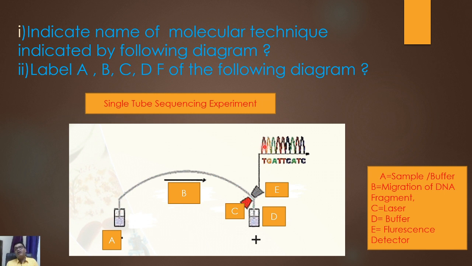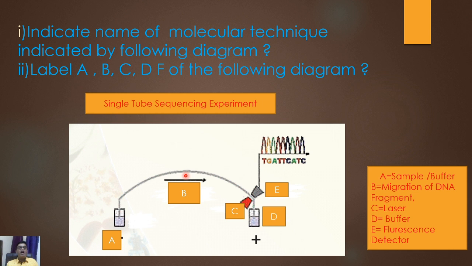We get all the different peaks of the nucleotides, and each dye that is tagged with a specific nucleotide is detected with the laser. Then D is the buffer, and E is the fluorescent detectors. With the help of the detector we can obtain this autoradiogram, that is, the sequence of the unknown DNA sample.